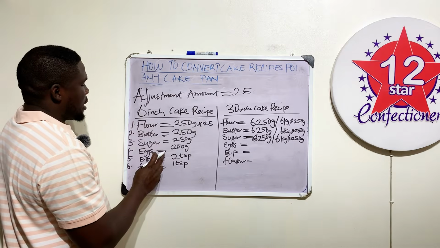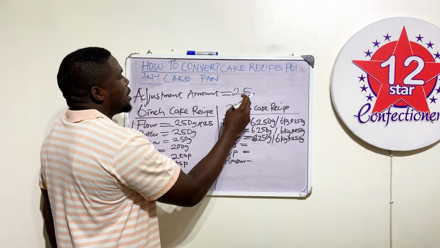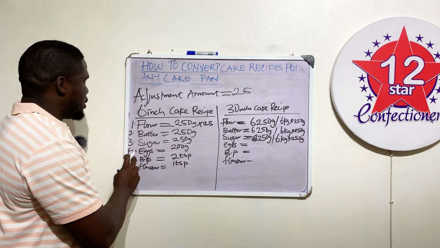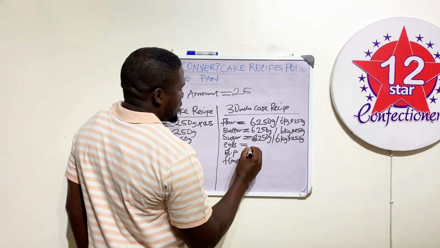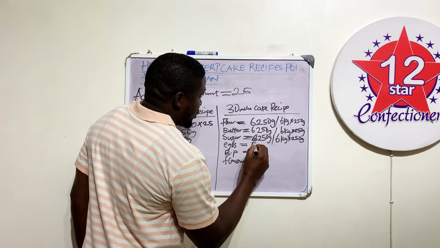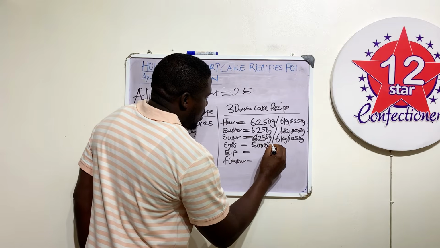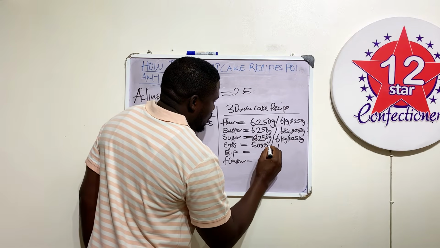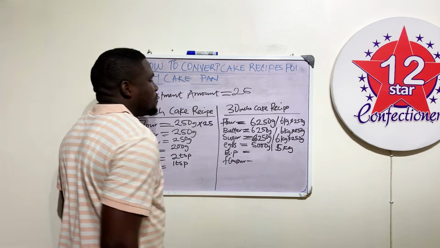Okay. So in this place now, I have my eggs. Multiply my adjustment amount, which is 25, by the recipe of this 6 inches cake in terms of egg. It will give us 5,000, or 5,000 grams, or 5 kg.